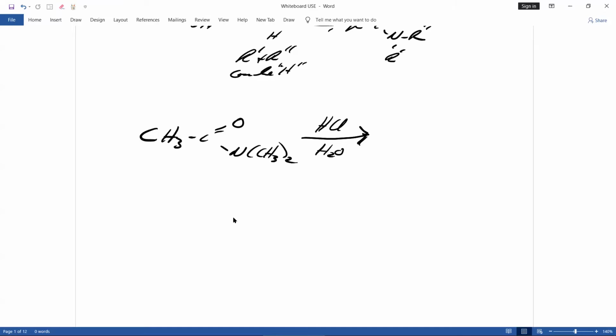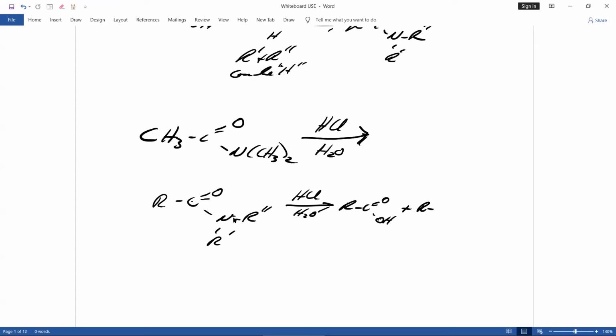What's different? Carbonyl, nitrogen, carbons on the nitrogen, I'll call R prime and R double prime, carbons on the carbonyl, and we have an amide. And we reacted with HCl and water, acid and water. What do you get? You get the carboxylic acid you would have used to make that amide, plus not the amine, but the amine salt.